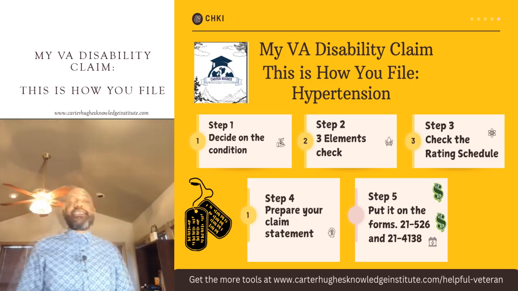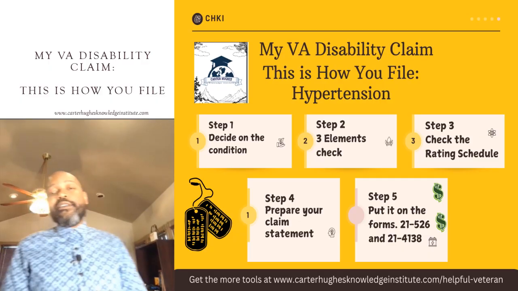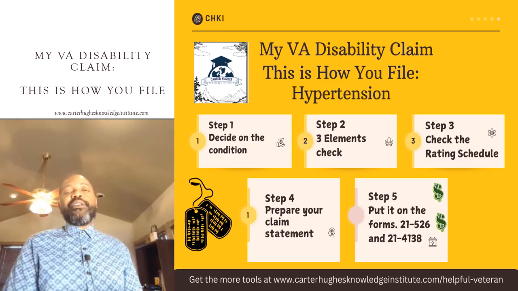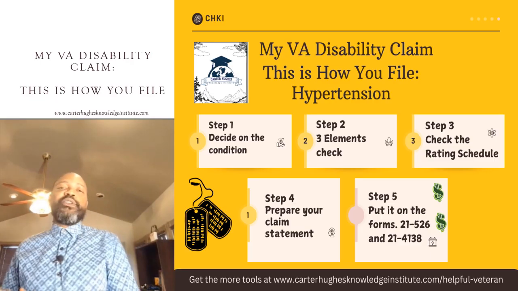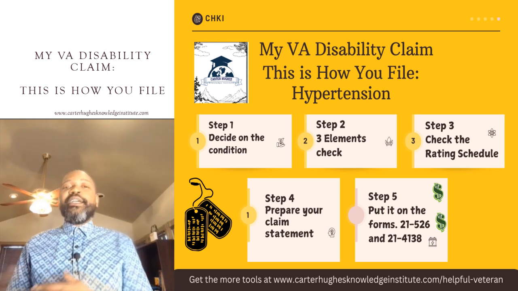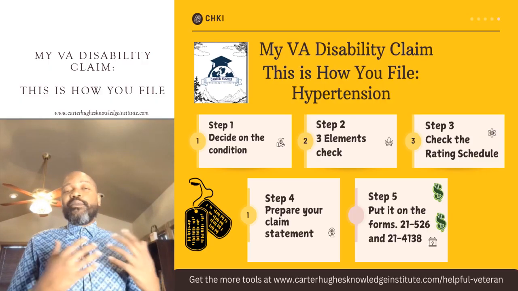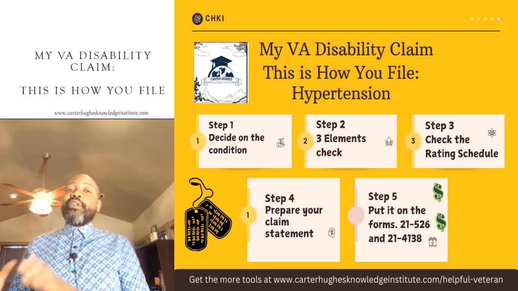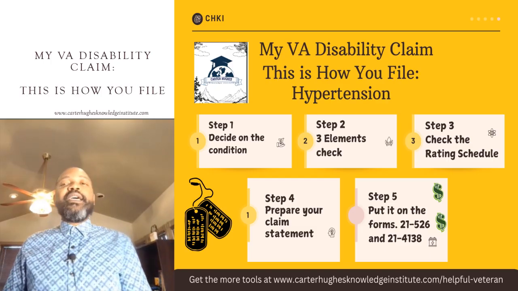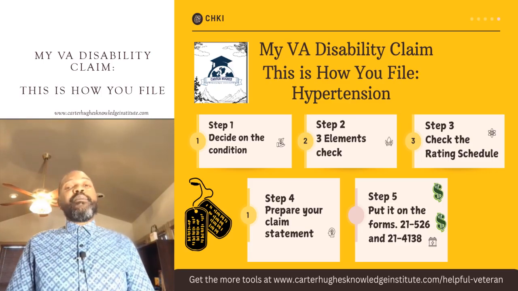We got a 5-step process, right? We're going to get right into it. Step number 1, decide on the condition that you want to file for. In this situation, we're filing for hypertension, right? We got diagnosed with it while we're in the service. Now we've been out for a few years and we need to file for it. One thing about hypertension, if you're service connected for it and then you pass away from a cardiovascular event or something related to the heart, you may be able to get dependency indemnity compensation. Your surviving spouse or your surviving dependents may be able to file for that, right? So it's important to put hypertension on there if it is something that you're dealing with.